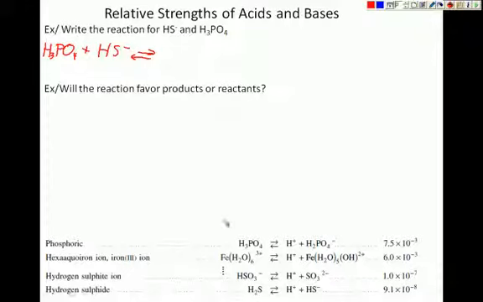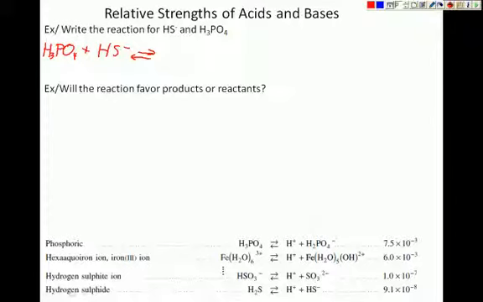We can also see from here that H3PO4 is going to be acting as the acid, because the left side is acids and the right side, these are bases. Now, HS- is amphiprotic, but H3PO4 is a much stronger acid than HS-.